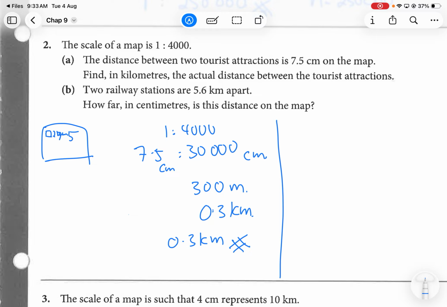Okay, so you need to think a bit and see the connection between the map and the real world. How is it similar figures? Then the working will make sense to you. Okay?